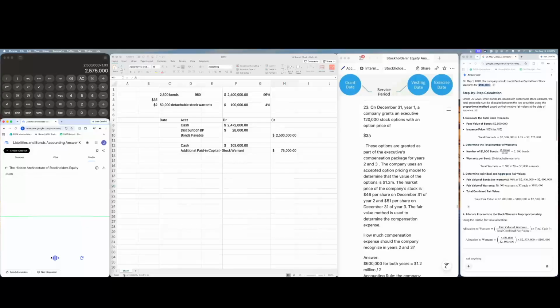So on December 31st, a company grants an executive 20,000 stock options. The option price is $35. The fair value method is used to determine compensation. How much compensation expense should the company recognize in year 2 and 3?